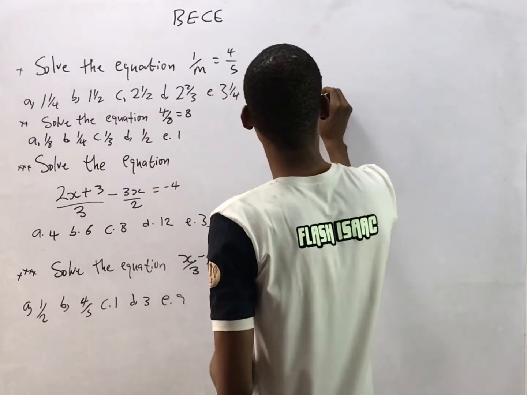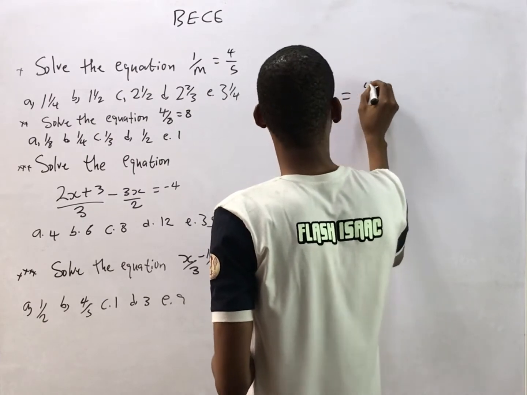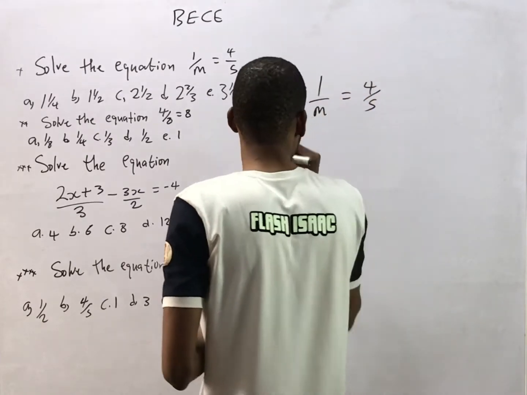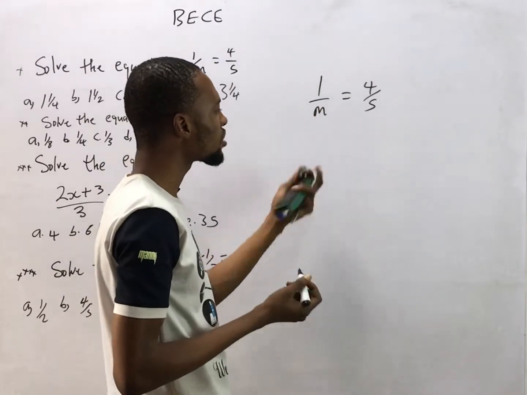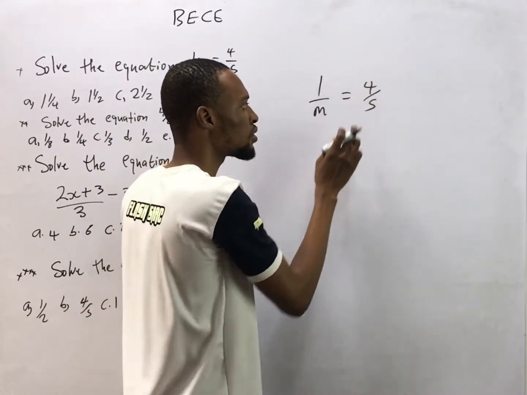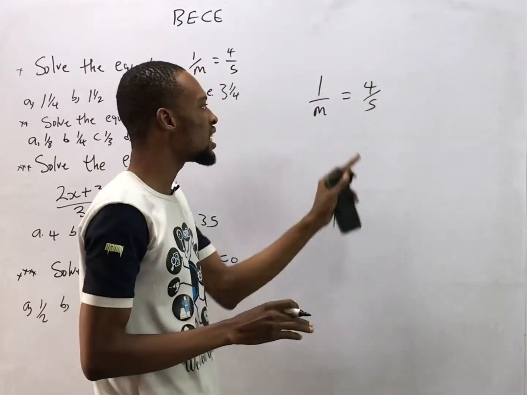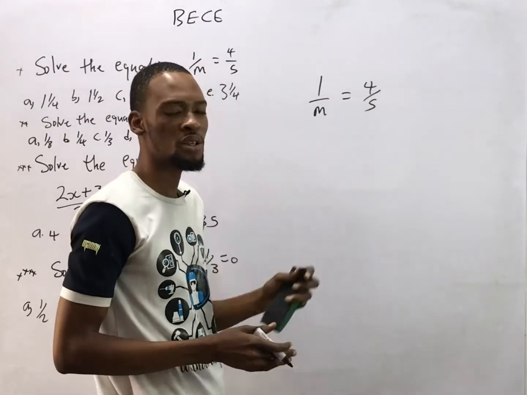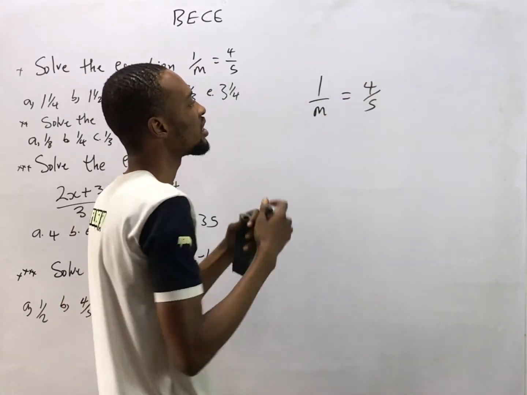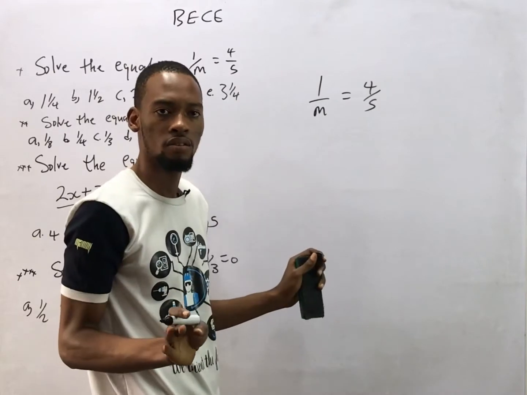The first question says 1 over m is equals 4 over 5. Now, when you have this kind of equation, 1 over m equals 4 over 5, what you simply do, there's an equality sign, fraction, fraction, and nothing here, nothing here: cross multiply. That is it.